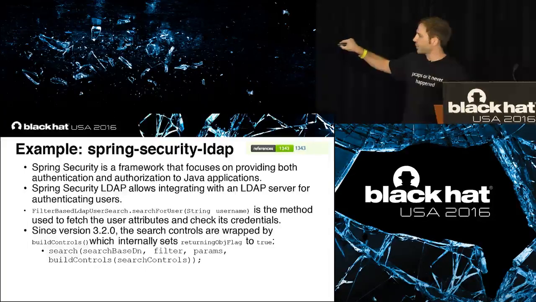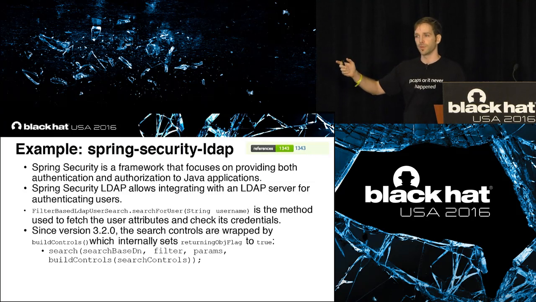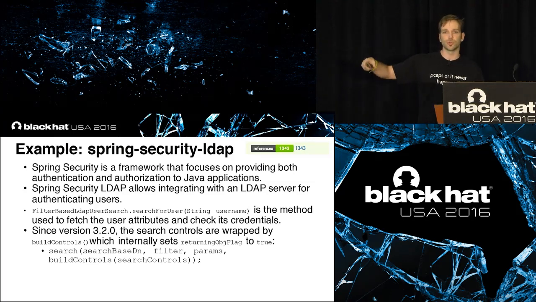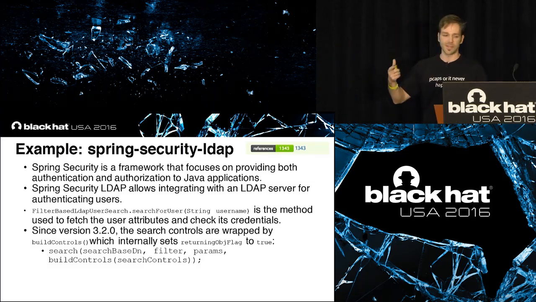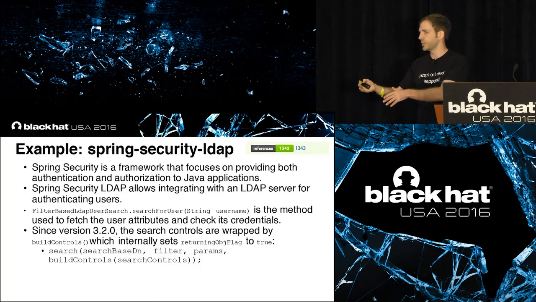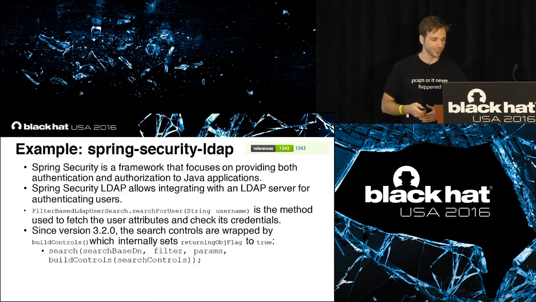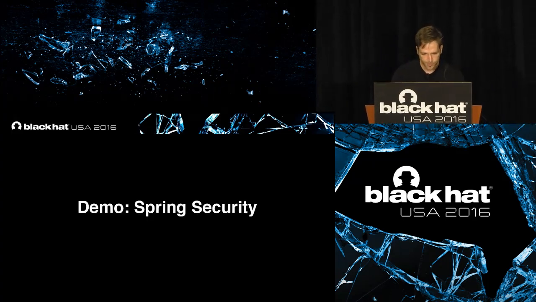And since version 3.2.0, they are performing this search using the returning object flag set to true, meaning that whatever response they get from the LDAP server, they are going to try to decode those attributes as a Java object, and so the attacker will be able to poison these attributes, authenticate with the user, and then compromise the vulnerable application. So let's see a demo of this attack.